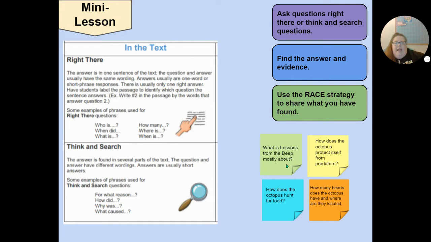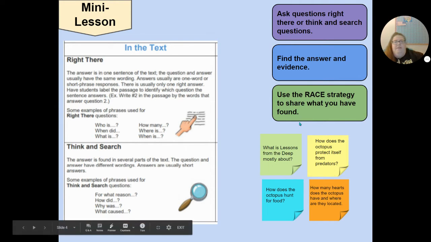So some questions that I could ask about Lessons from the Deep is, what is Lessons from the Deep mostly about? Okay. How does the octopus protect itself from predators? How does the octopus hunt for food? How many hearts does the octopus have and where are they located? All of these are think and search questions. This last one right here, the orange sticky note, how many hearts does the octopus have? Could be a right there question, okay?